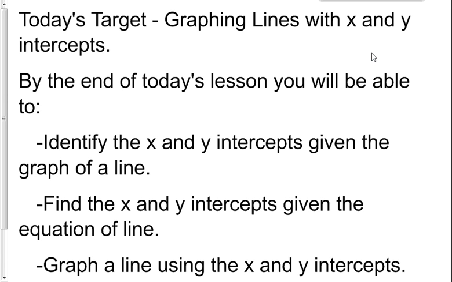All right, today's target will be graphing lines with X and Y intercepts. By the end of today's lesson, you will be able to identify the X and Y intercepts given the graph of a line, find the X and Y intercepts given the equation of a line, and graph a line using the X and Y intercepts.